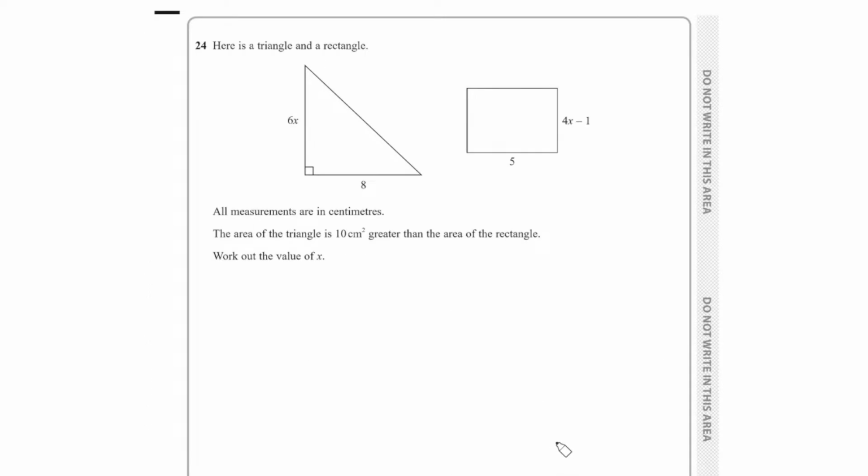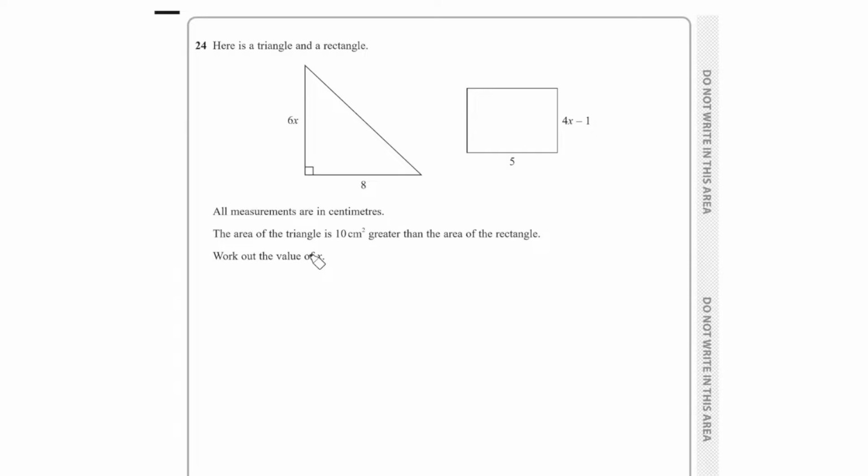Question 24, here is a triangle and a rectangle. All measurements are in centimeters. The area of the triangle is 10 centimeters greater than the area of the rectangle. Work out the value of x. So when it says work out the value of x, basically we need an equation again, don't we? We need an equation to then solve.